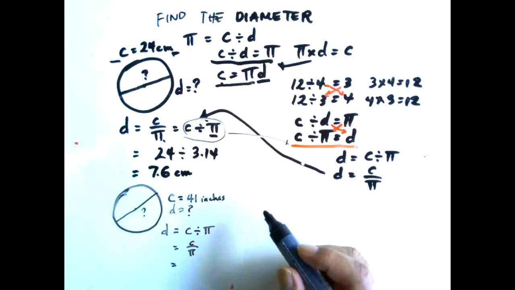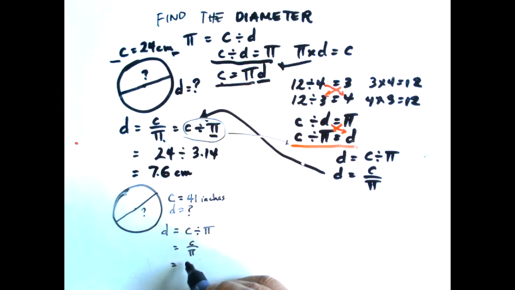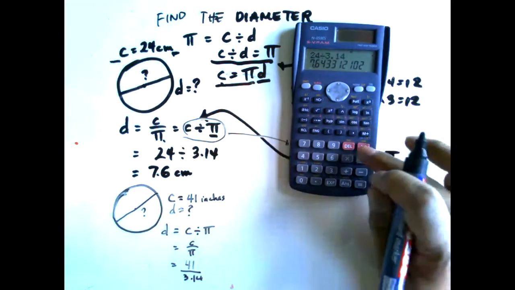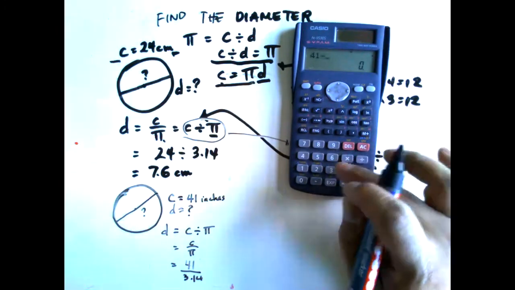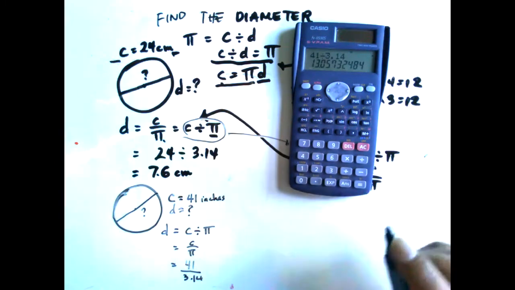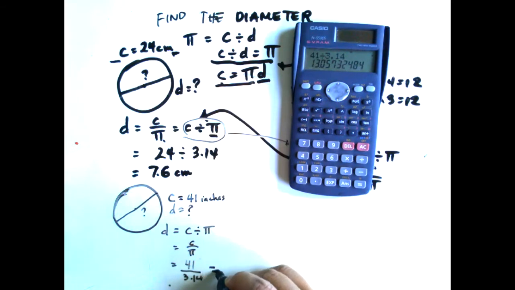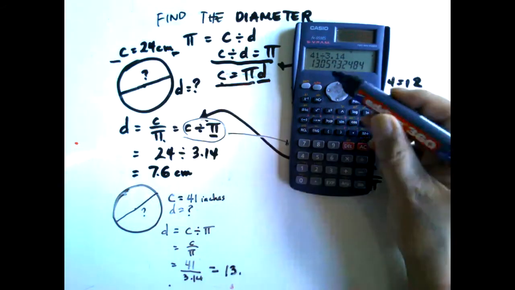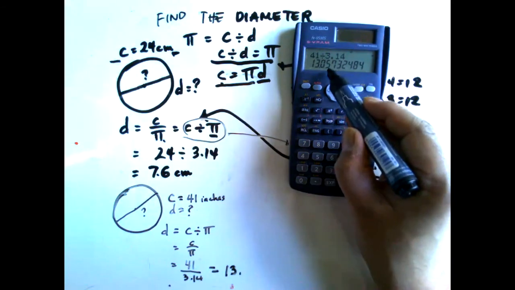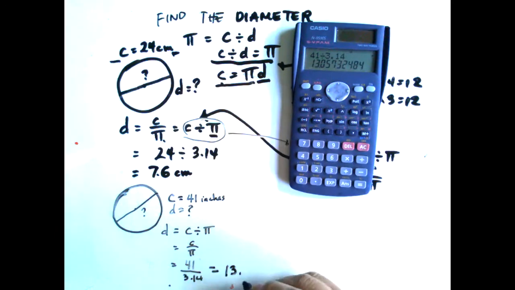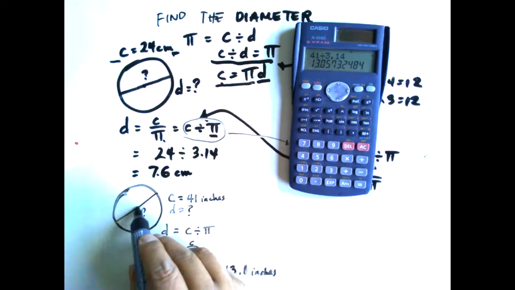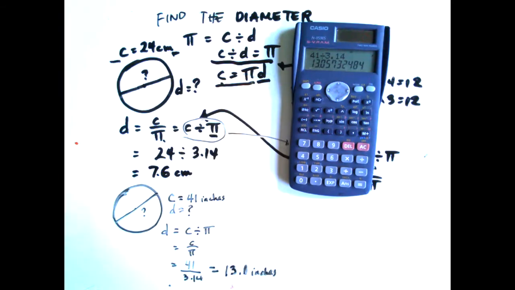What is our circumference? Circumference is 41 inches divided by 3.14. Very helpful with this calculator. We have 41 divided by 3.14. Your answer is 13.05, or we could reduce it to 13.1 inches. That is your diameter, the length of that one. So I hope things are clear.